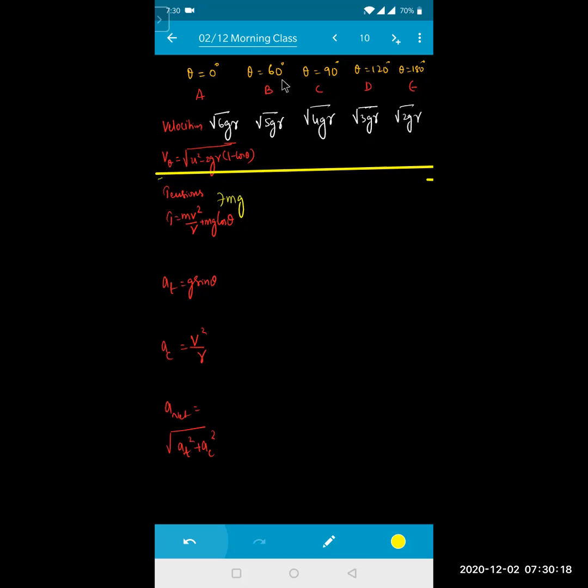Theta is equal to 60 degrees. That means cos 60. Cos 60 is how much? 1 by 2. So this will become for me how much? V square is equal to 6gr. That means 6 times mg plus 3 by 2. That means this will become for me how much? 11 by 2 times mg.